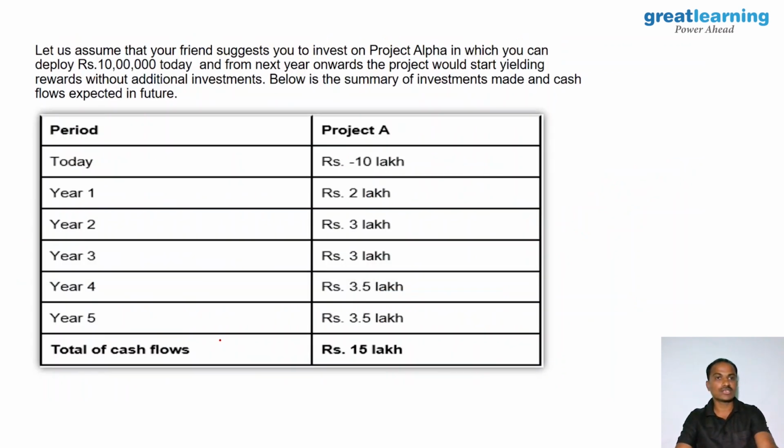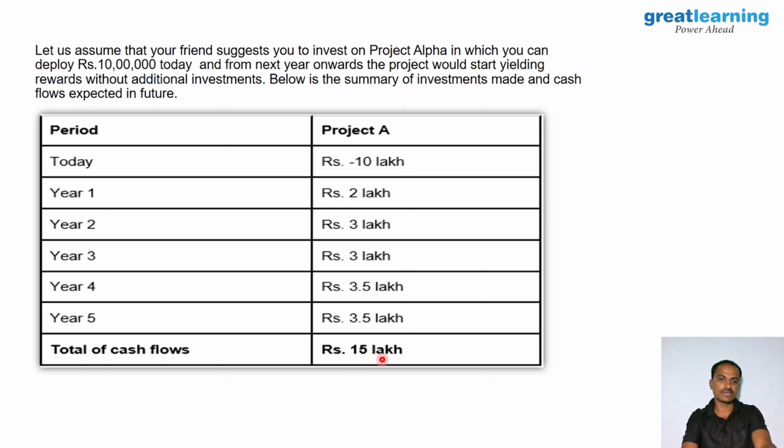Let's take an example. Let us assume that your friend suggests you invest in project Alpha, in which you can deploy 10 lakhs today, and from next year onwards the project would start yielding rewards without additional investments. Below is the summary of investments made and cash flows expected in future. You can see the initial investment is 10 lakhs. From year 1 onwards there are cash flows: year 1 2 lakhs, year 2 3 lakhs, year 3 3 lakhs, year 4 3.5 lakhs, year 5 3.5 lakhs. Total cash flows are 15 lakhs.